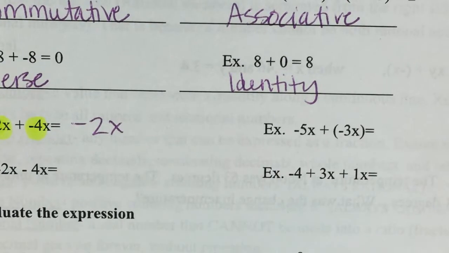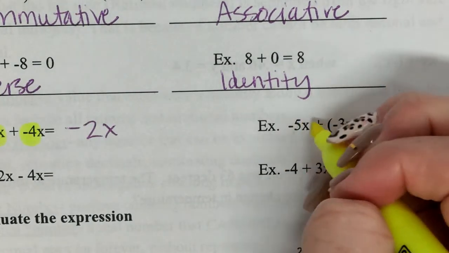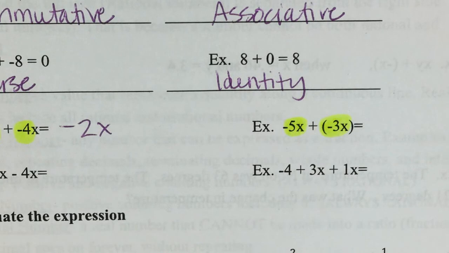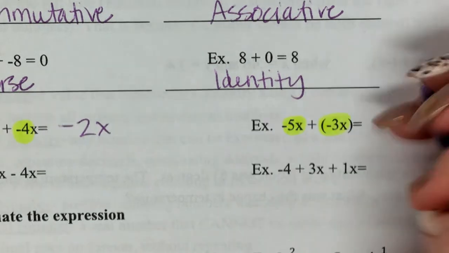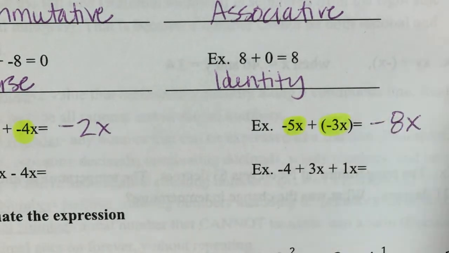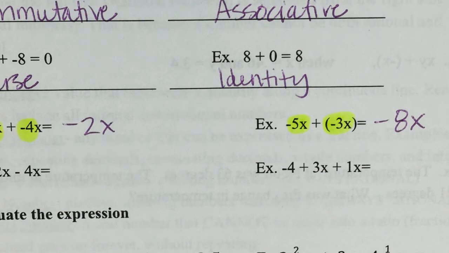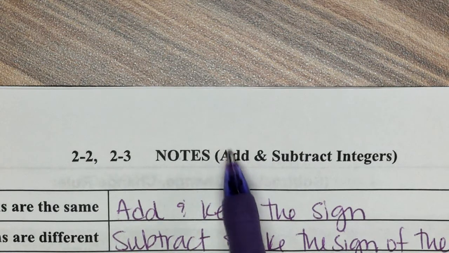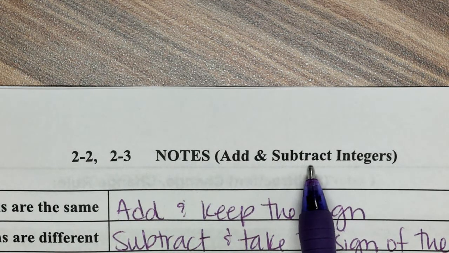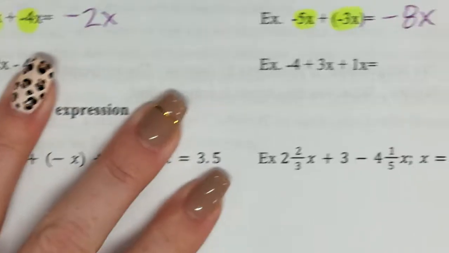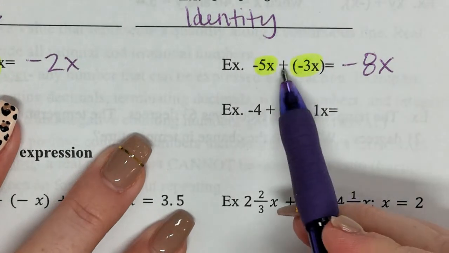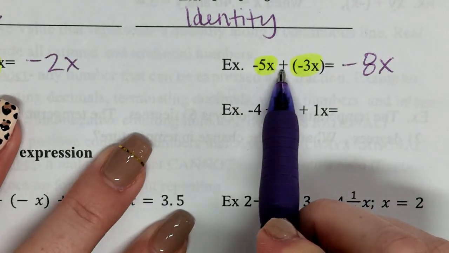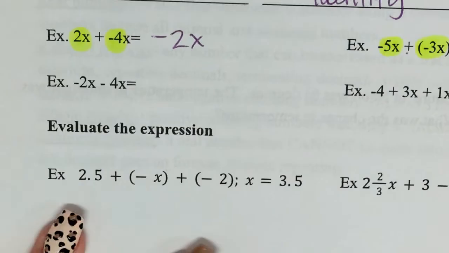This one. Can I combine them, yes or no? Why? They both have X's. Negative 5 plus negative 3 is negative 8. Please use your calculator if you can't do this. This whole lesson is called adding and subtracting. We good? All right. And then do you see this sign right here? Plus. We good? Okay. All right.